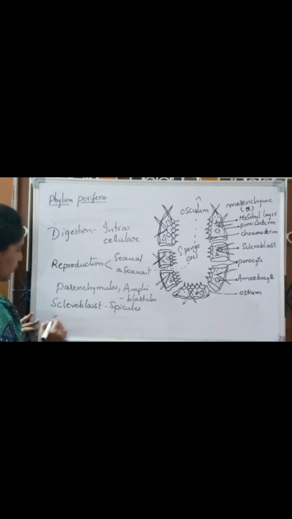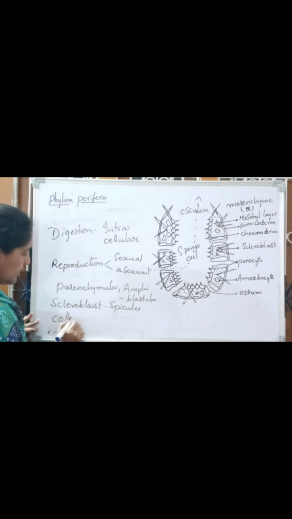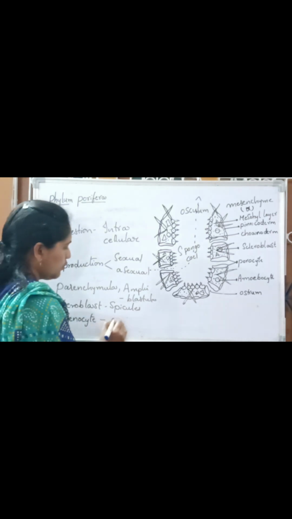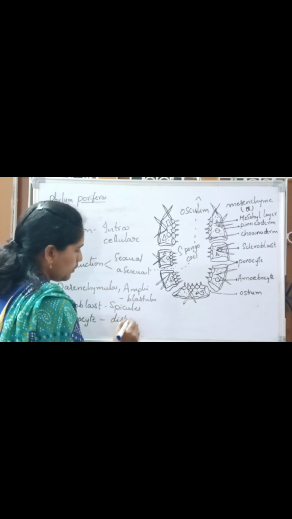Then along with that, for distribution of food material, it has collenocytes. The collenocytes distribute the food material to all the parts of the body.